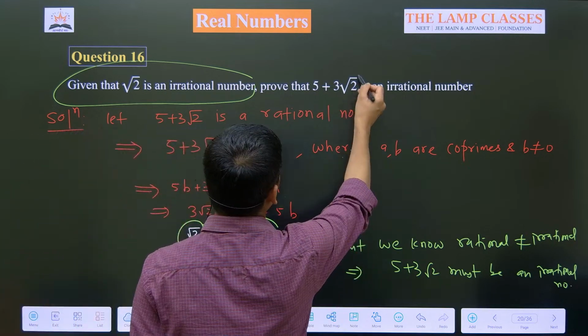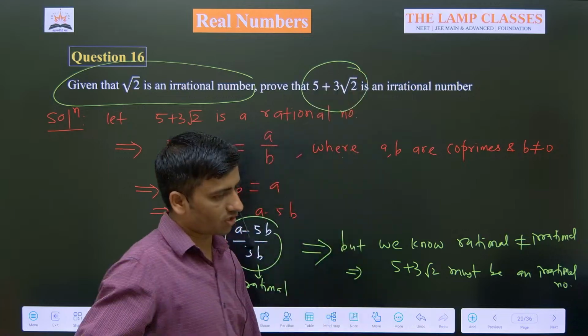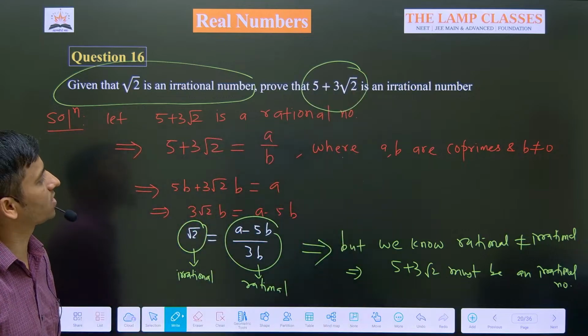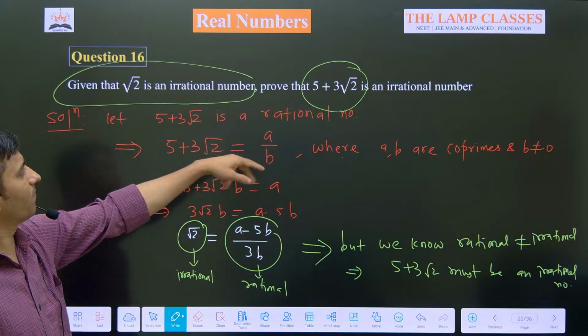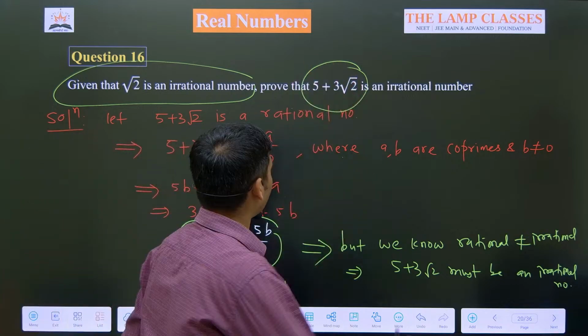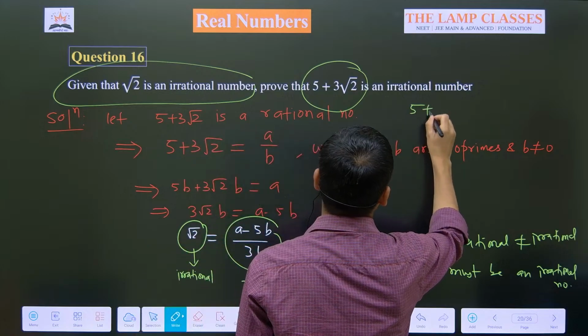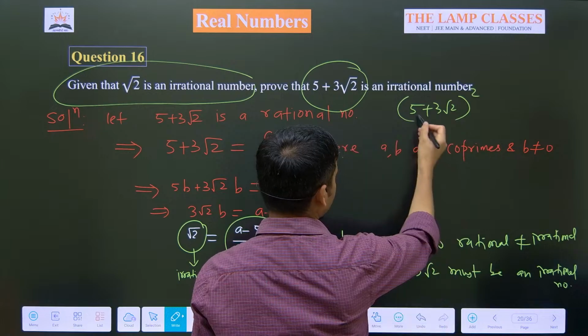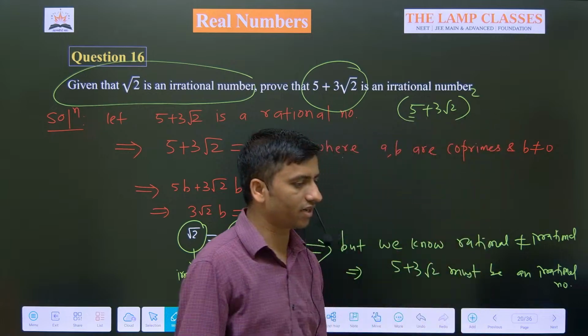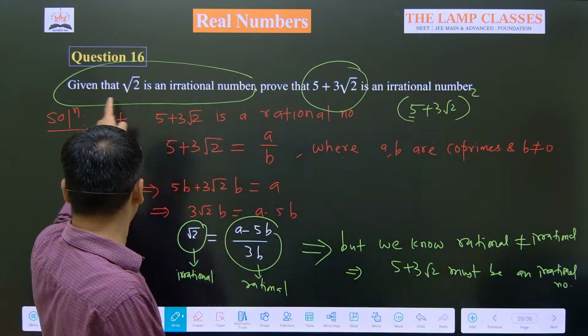There are multiple ways to ask this question. They have given 5 plus 3 root 2. They might even just give you 2 plus root 2, or it might be 5 plus 3 root 2 the whole square. They might ask you to prove that 5 plus 3 root 2 the whole square is irrational. In that case, we can apply the a plus b the whole square identity and simplify, and then follow these steps.